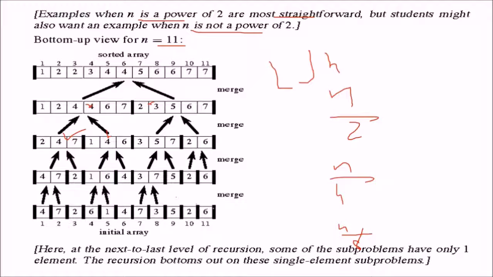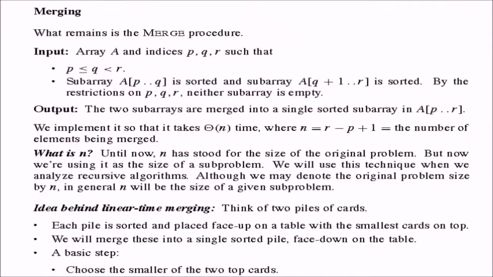So at the next to last level of recursion, some of the problems have only one element. The recursion bottoms out on these single element problems only, as I suggested earlier also. Then the important part is merging. We have divided it. Now we want to merge. So we remain in this merge procedure. What remains actually in this?